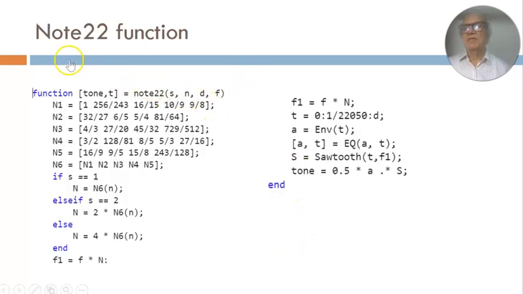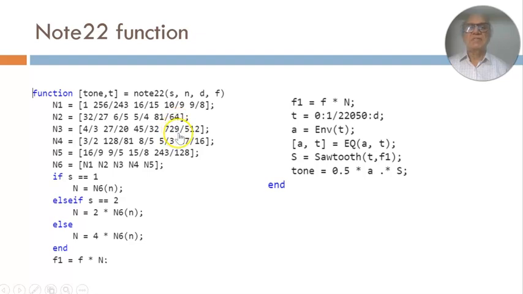All right, let us now see how to write the program for the generating note 22 function. First of all, note that I have added t to the output variables because later on I wanted to plot certain notes as a function of time. Instead of t, you can add frequency if you want frequency as the output, but right now I have added t. The other input variables are the same, that is S, N, D and F. We have already described this.